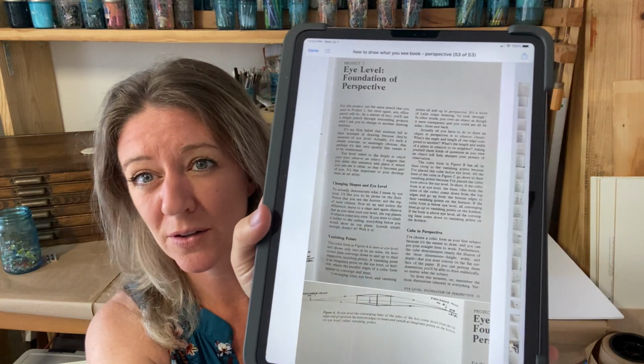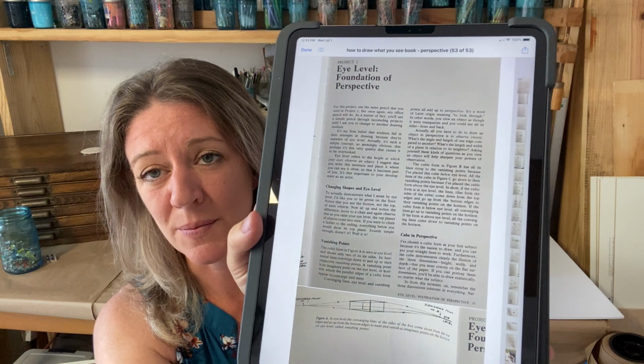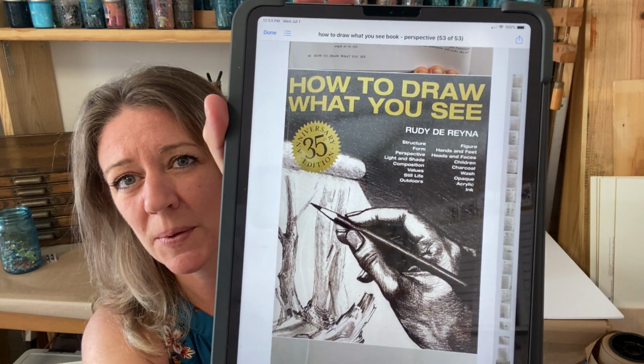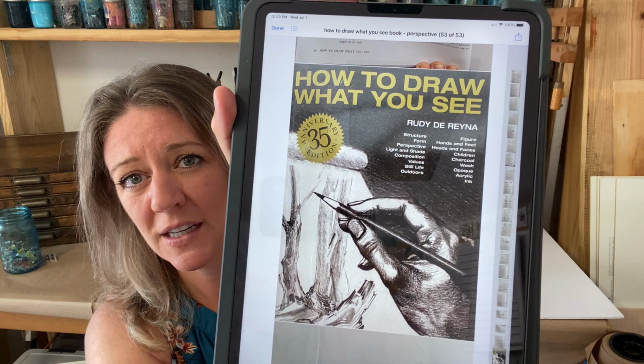So in the reading module, I am including a PDF from a book called How to Draw What You See. It's a super good book, and you could probably find it on Amazon for not very much money. It is fairly long, what I put in here. However, I want you to read through at least the beginning of it, hopefully all of it, because you want all this information. It starts out talking about the foundations of perspective and understanding your eye level.